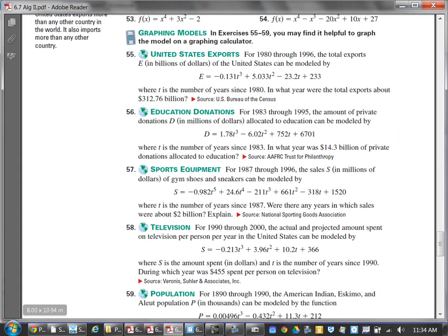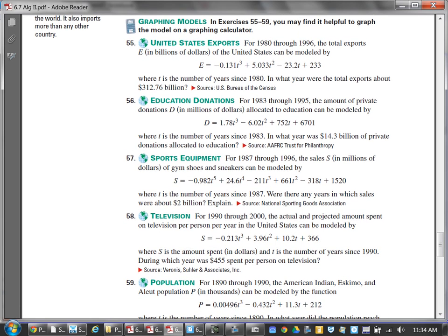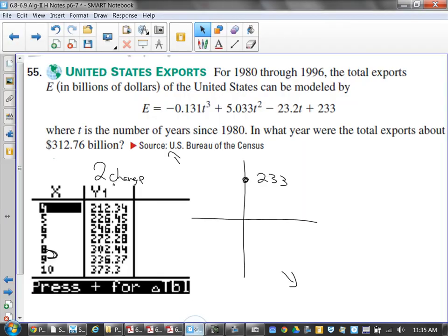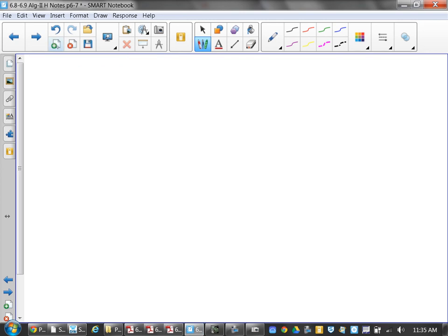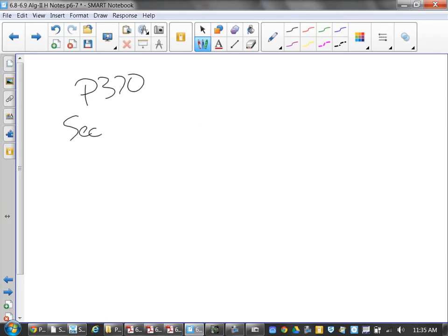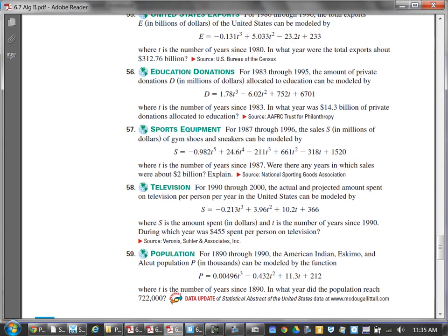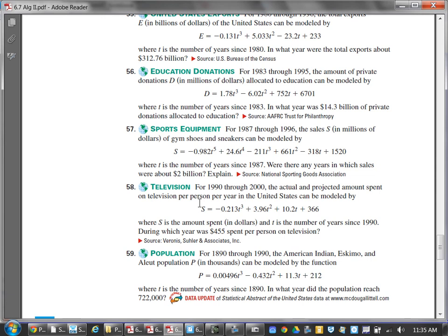So what I want you to do, guys, it's on page 370. And I believe it is 6-7. So this package is for points? I never collect review stuff for points because you guys are in an honors algebra 2 class. You should be able to do that on your own. I'd like you guys to do numbers 56 through 59. Those 4 word problems right there.